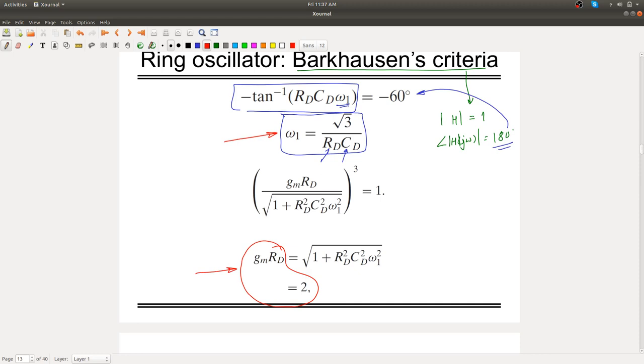So these are the two criteria found out using Barkhausen. There are only two things you need to do. You have to write the phase equation and you have to write the magnitude equation. Phase has to be equated with 180, magnitude has to be equated with 1. That's the boundary condition after which it will oscillate, right? So this is the simple ring oscillator.